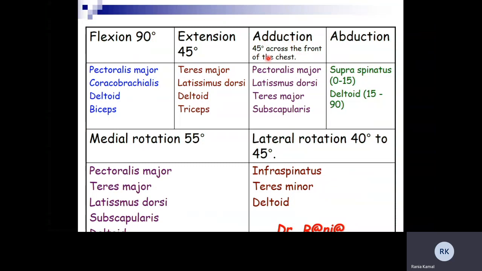Adduction has a range of 45 degrees. It occurs by the muscles attached to the bicipital groove, the pectoralis major, the teres major, the latissimus dorsi, and also the subscapularis. Abduction is from 0 to 15 degrees by supraspinatus, and 15 to 90 by the deltoid muscle. Medial rotation, 55 degrees, occurs by the muscles attached to the bicipital groove, also the latissimus dorsi, the teres major, the pectoralis major, also deltoid and subscapularis. Lateral rotation, from 40 to 45 degrees, by infraspinatus, teres minor, and deltoid muscle.